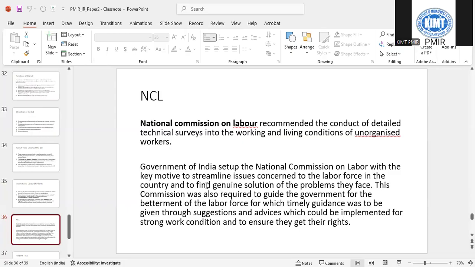We'll see the difference. What is the difference between the National Commission of Labor and the International Labor Organization, ILO? NCL and ILO. So we are studying both the things, NCL and ILO. We'll see the difference of both.